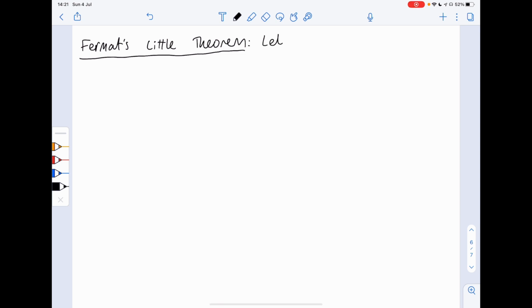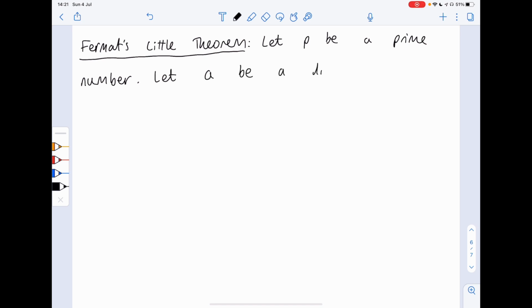So I'm going to say let P be a prime number. Just to recap, a prime number is a number that's only divisible by 1 and itself. And 1 is not a prime number. And this is an important rule. Let A be a different integer that isn't a multiple of P.